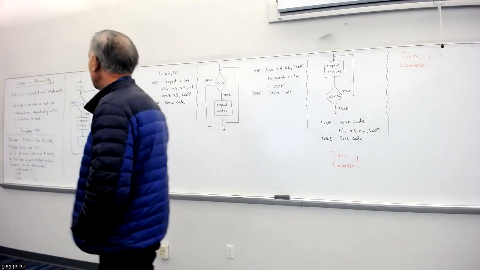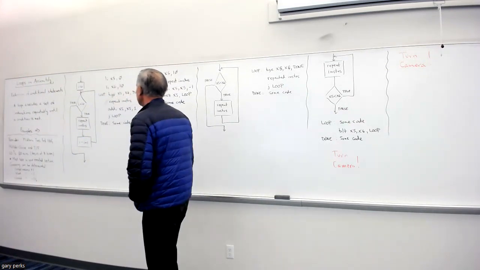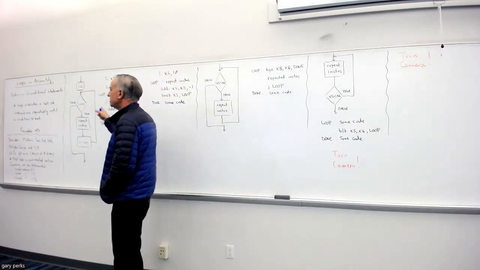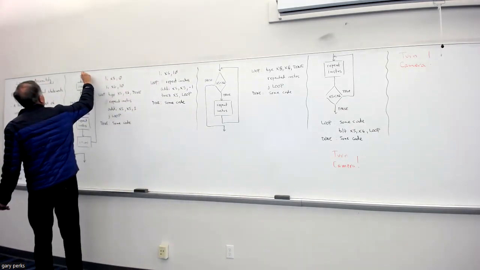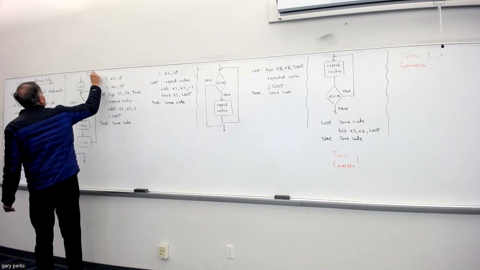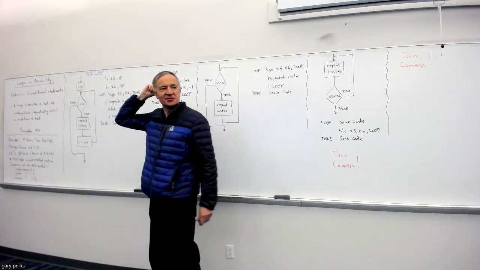All right, so like I said, we're just going to look at some examples of doing loops in assembly. So here's the first example. You might have heard the term a for loop. Anyone heard that term before?